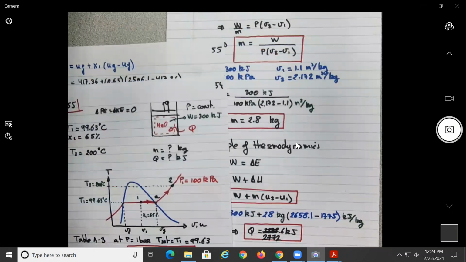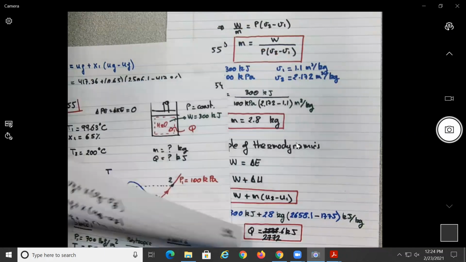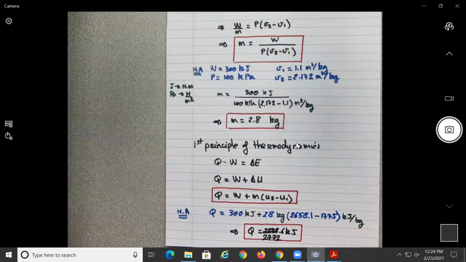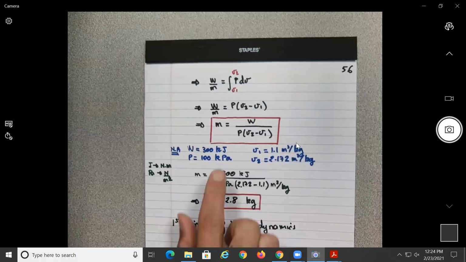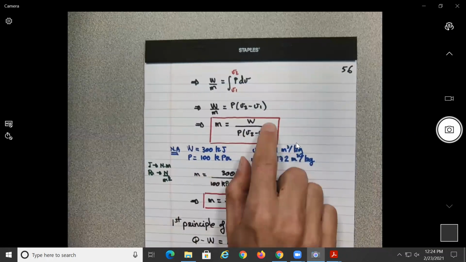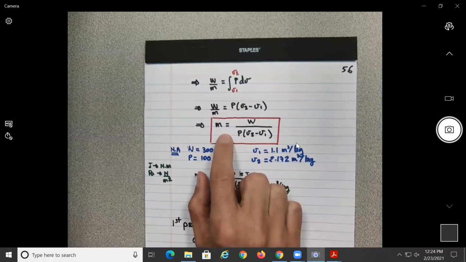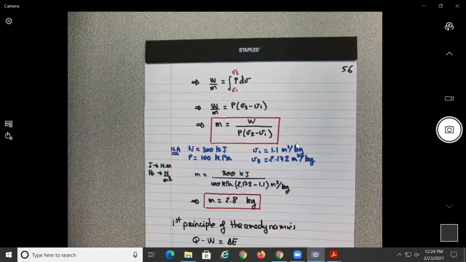What is that page? Here we go. It's this one here, sorry. So we knew that the work is equal to P times (V2 minus V1), and from this expression, which has nothing to do with the figure, we're able to solve for the mass. So does that answer your question?